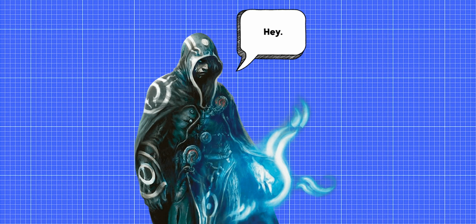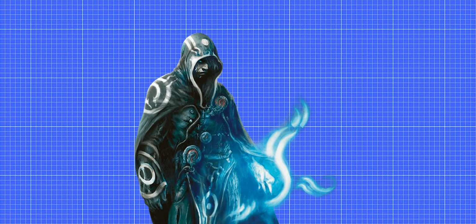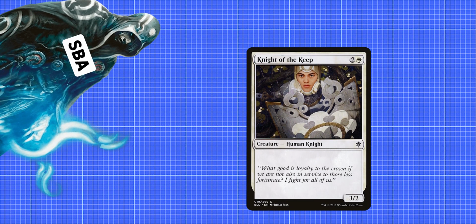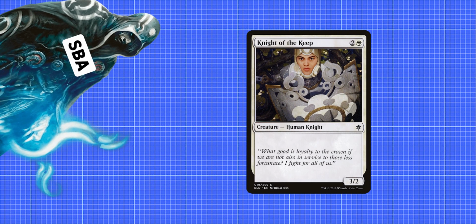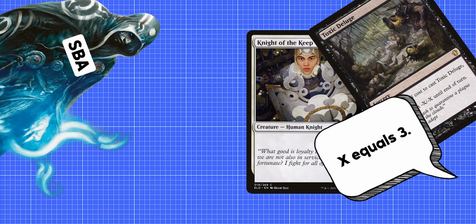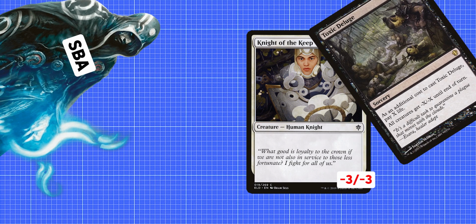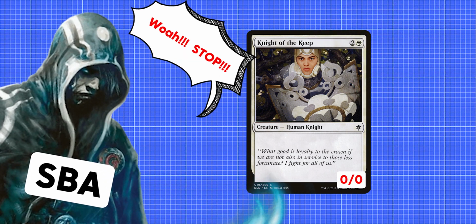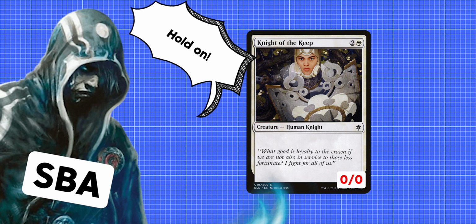Imagine state-based actions is a person sitting at the table with you during a game of Magic. Let's just call him SBA for short. SBA oversees the things going on during your game. For example, an opponent plays Toxic Deluge for 3, giving your creatures -3/-3. Your Knight of the Keep effectively becomes a 0/0. SBA sees this and stops the game saying, "Hold on, something's not right here."